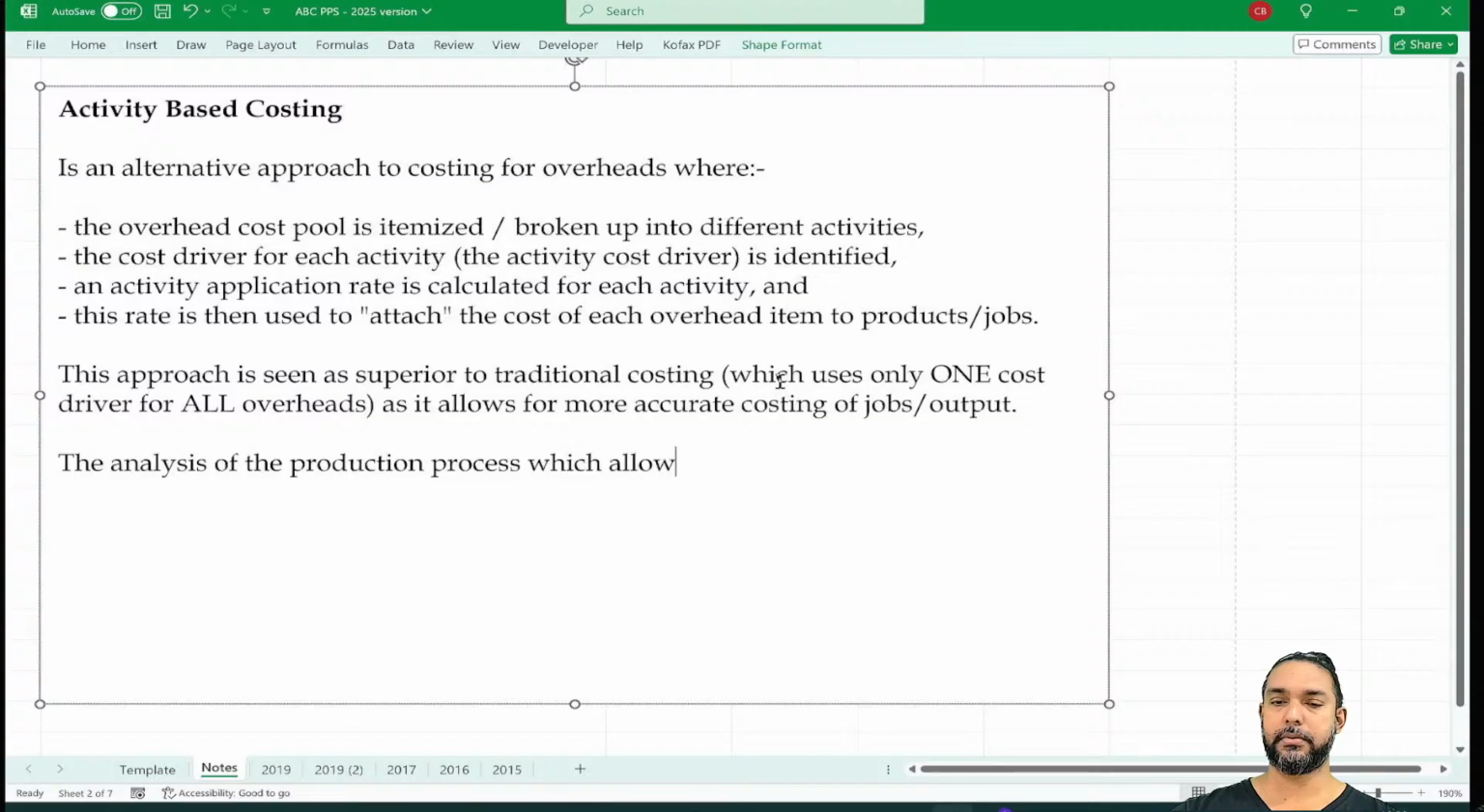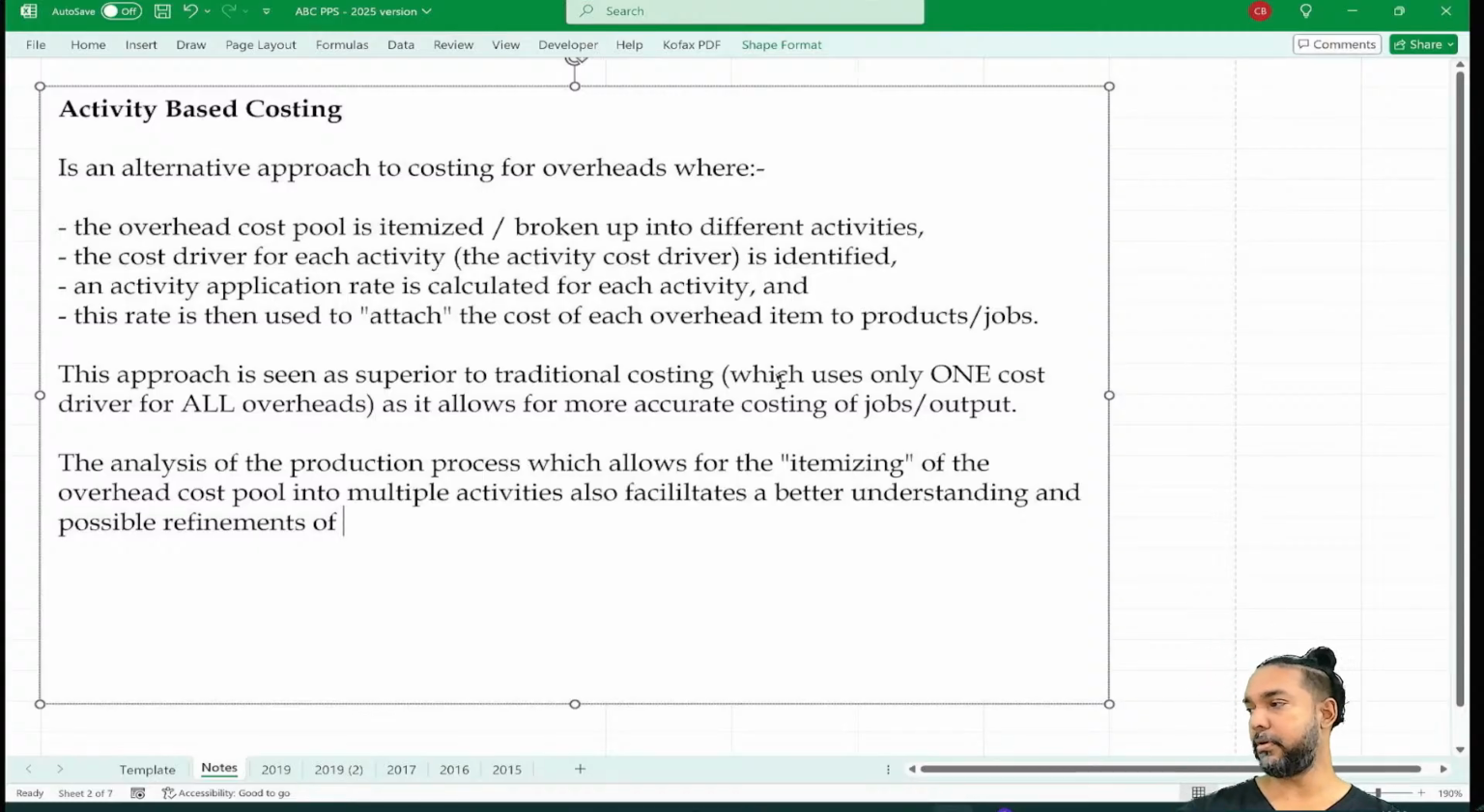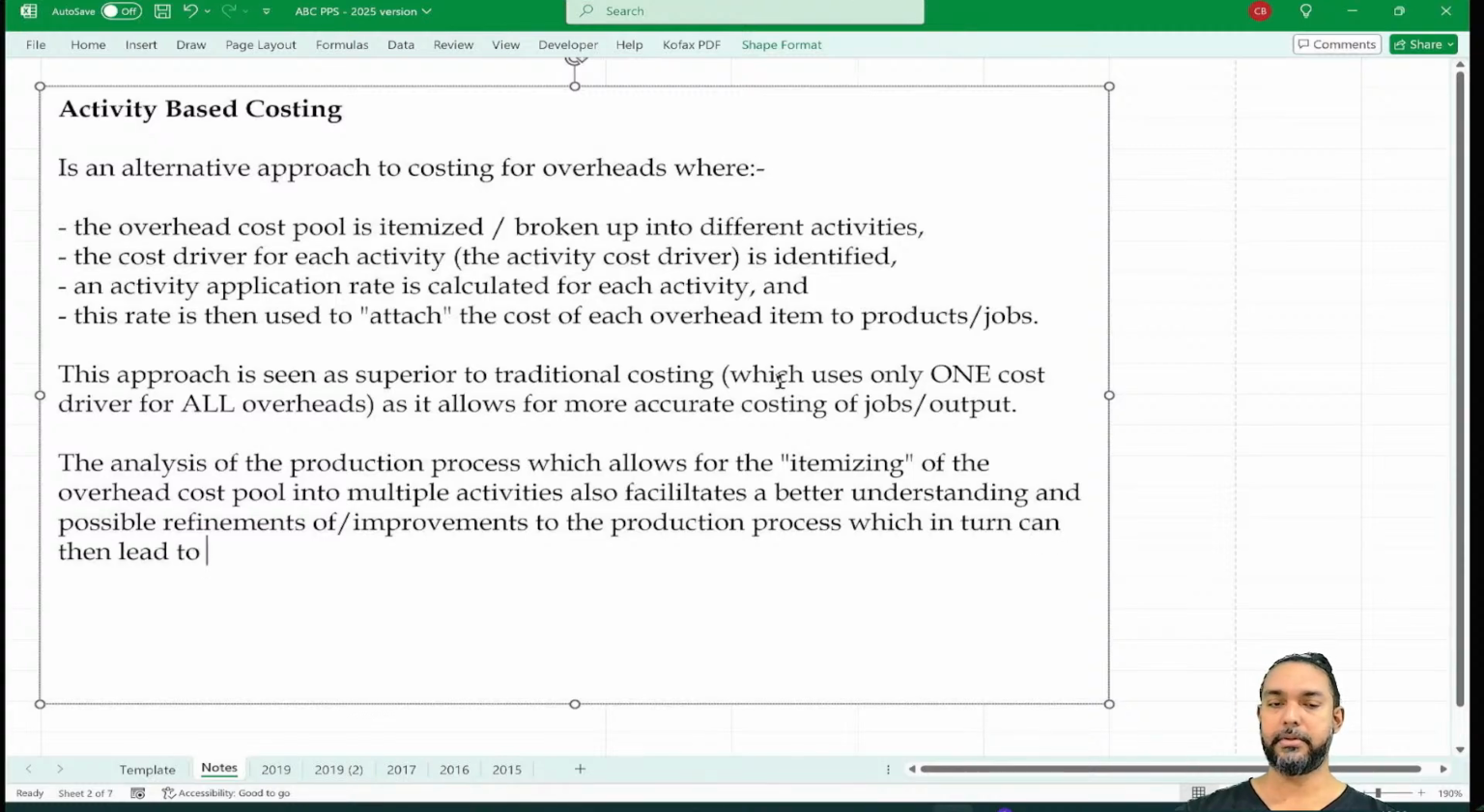Right, which allows for the itemizing of the overhead cost pool into multiple activities, right, also facilitates a better understanding and possible refinements or improvements to, right, the production process, which in turn can then lead to improvements in cost and/or quality.